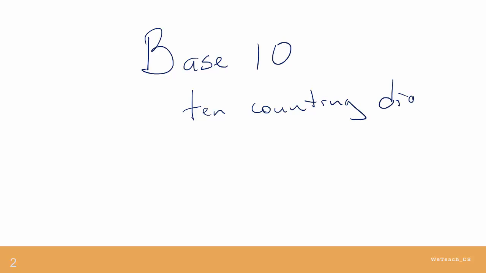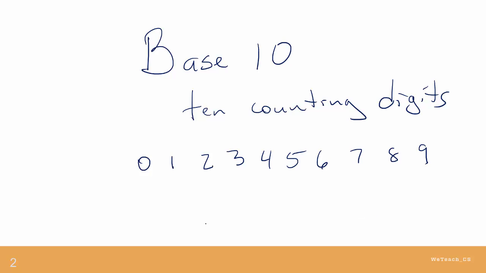It's called base 10 because there are 10 counting digits. What are those 10 counting digits? They are the digits 0 through 9, as you see here. Those are all single character symbols that are used to represent the number of fingers you are holding up, or how many pennies you have in your pocket, or anything else like that.